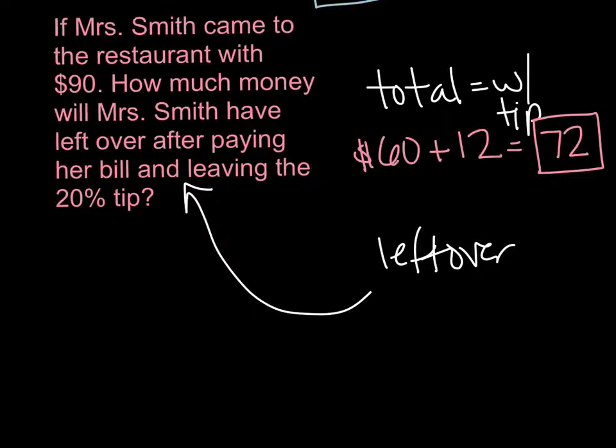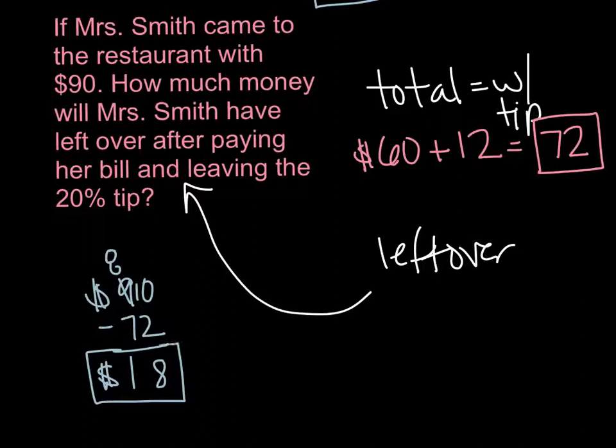So hopefully we can just go ahead and do 90 subtract 72. And we will notice that Mrs. Smith is going to have $18 left over. Okay, so that problem wasn't tricky in the sense of the math that needed to happen. It was just about the words and understanding what's being asked of you so that you answer the right question. That's what's a little bit more tricky than anything with these percent problems.